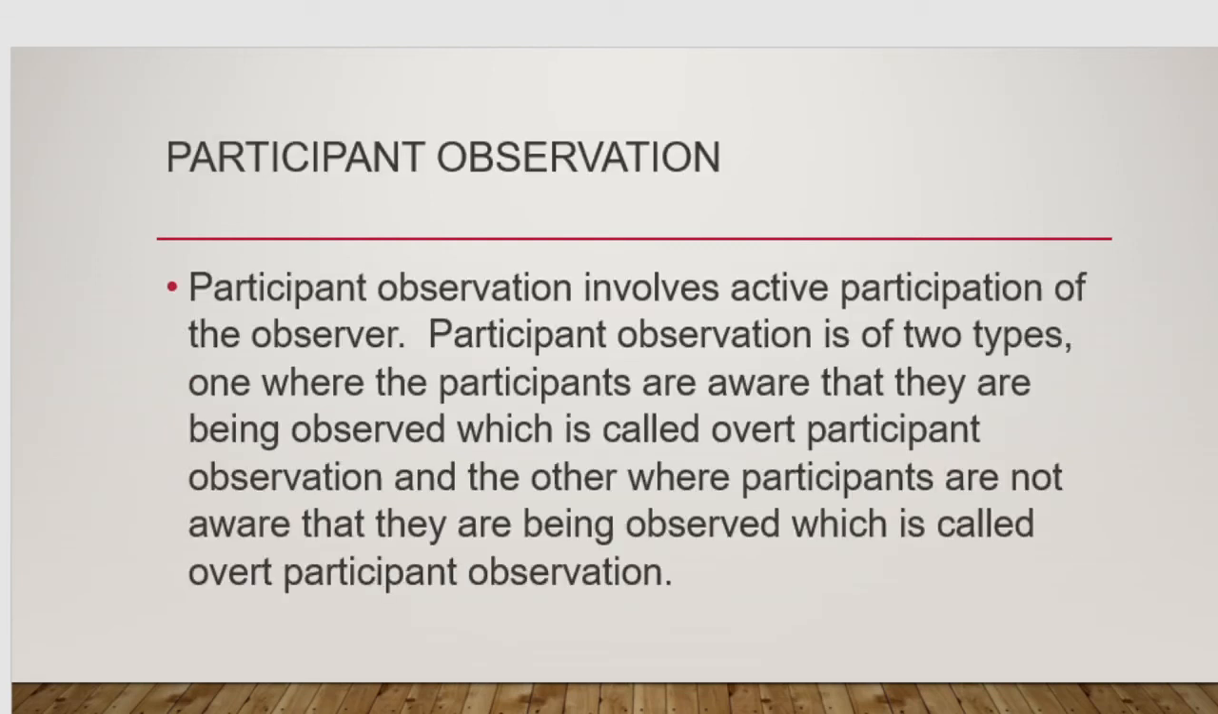Participatory observation, which is also known as participant observation. So, participant observation involves active participation of the observer. Participant observation is of two types. One where the participants are aware that they are being observed, which is called overt participant observation, and the other where participants are not aware that they are being observed, which is called covert participant observation.